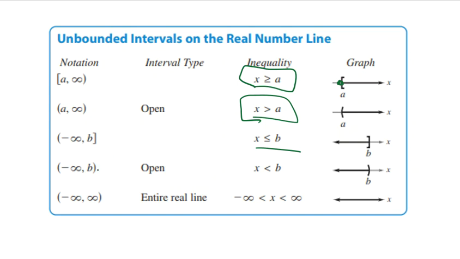X is less than B, so the only difference is we're using a parenthesis on the B instead of a bracket, but we're still starting at the left because negative infinity is to the left. And then if your set of numbers you're talking about is literally all real numbers, every single number that you could possibly think of, negative infinity to infinity, well, a number line where you would just shade the entire thing. If you're going to make an inequality, since infinities aren't numbers, you can't put a number on the left or right. And then that makes the notation, the interval notation, simply negative infinity to infinity, meaning literally all real numbers, the entire real number line.